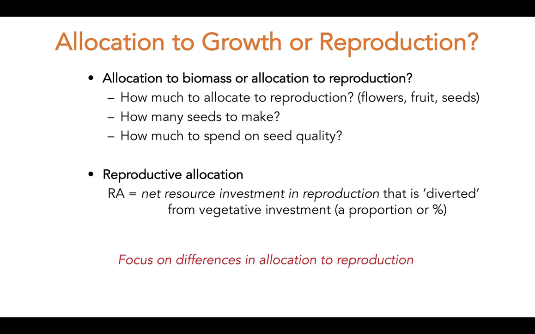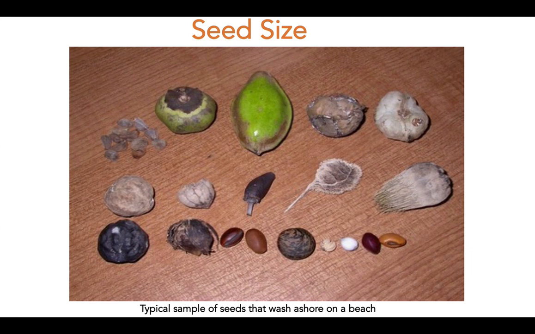All right, so what we're going to then do next is focus on differences in allocation to reproduction. And that gets us to a fun topic, and that is variation in allocation to seeds. In particular, we want to focus a little bit more on seed size. And so here I'm showing you a picture.